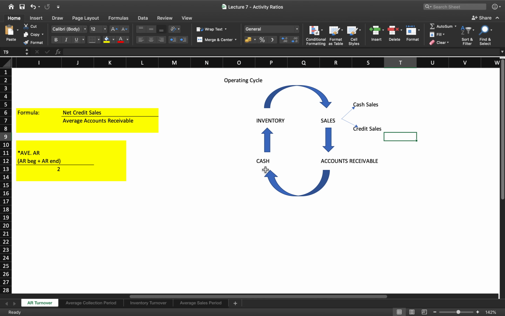So, how again is our operating cycle? We have cash. We invest our cash by buying inventory. And then, once we have our inventory, we will sell it. And eventually, this inventory would be converted into sales. It would generate sales.